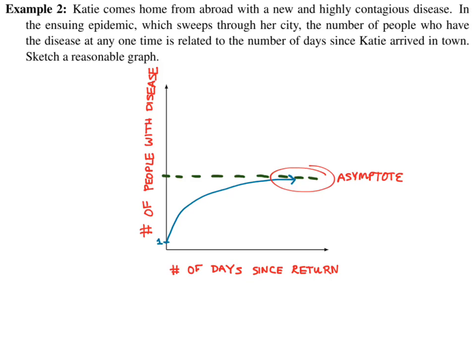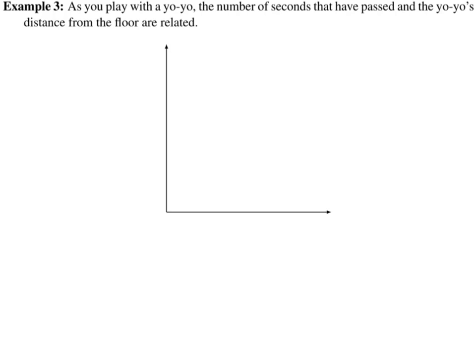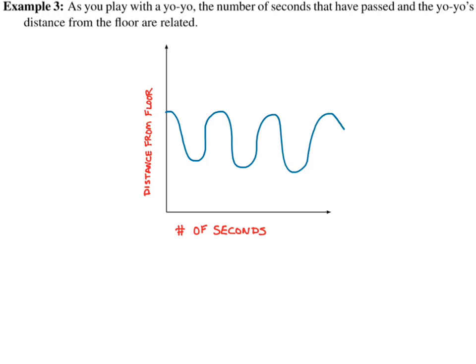All right, example the third. As you play with the yo-yo, the number of seconds that have passed and the yo-yo's distance from the floor are related. So some axes. Number of seconds would be on the x-axis. Distance from the floor would be on the y-axis. And ga-boing, ga-boing, ga-boing, your yo-yo goes up and down.